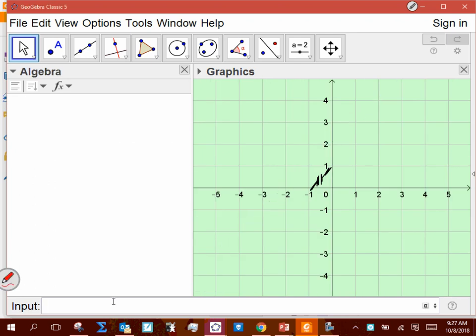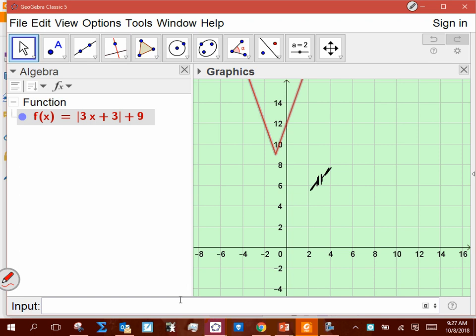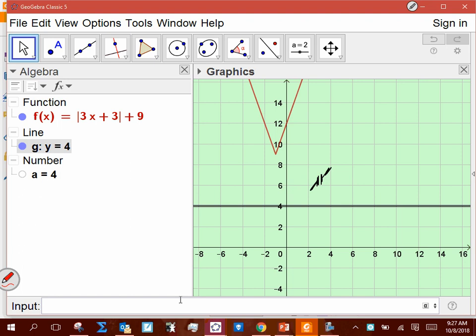All right, so we have the, what was it, absolute value. Is it 3x plus 3? And then I had plus 9. Okay, so that graph, let me zoom out a little bit, is that thing right there. And then I've got y equals 4. That line right there. And the question is, when is the red one greater than the black one? The answer is always, right? They never intersect. So they're never equal. So they're always, in this case, the red one's always above. So that's how we would approach that question.